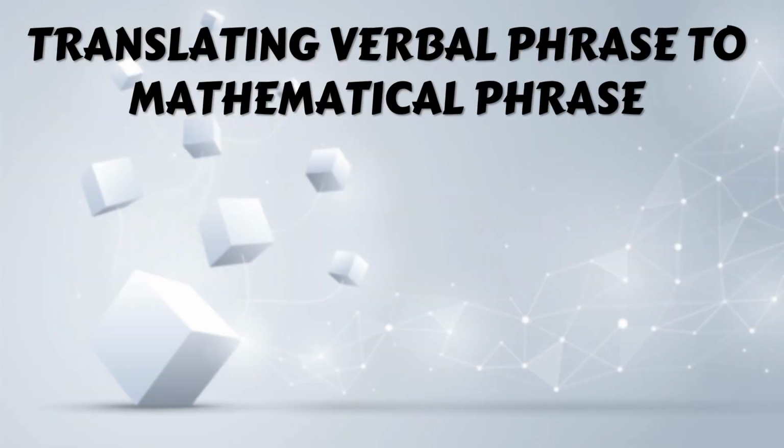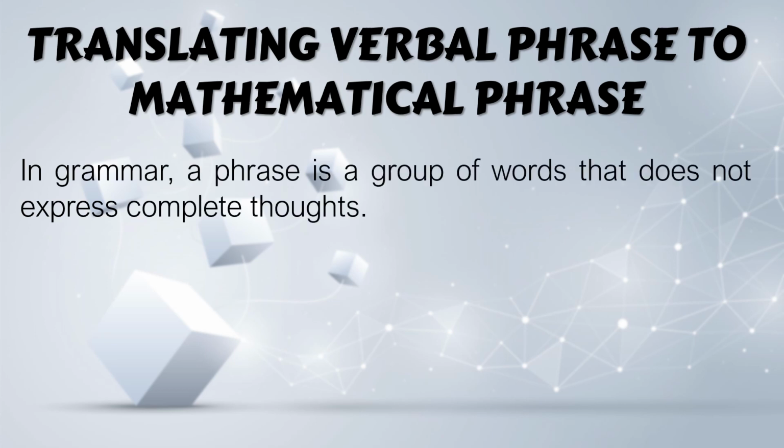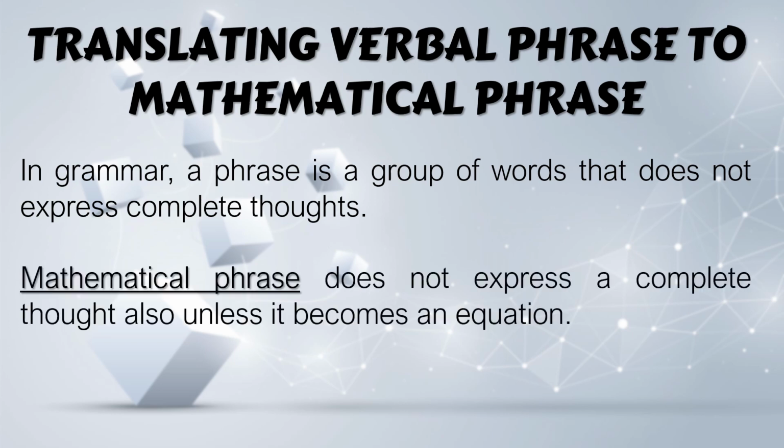Let us now proceed in translating verbal phrase to mathematical phrase. In grammar, a phrase is a group of words that does not express complete thoughts. Mathematical phrase does not express a complete thought also unless it becomes an equation.